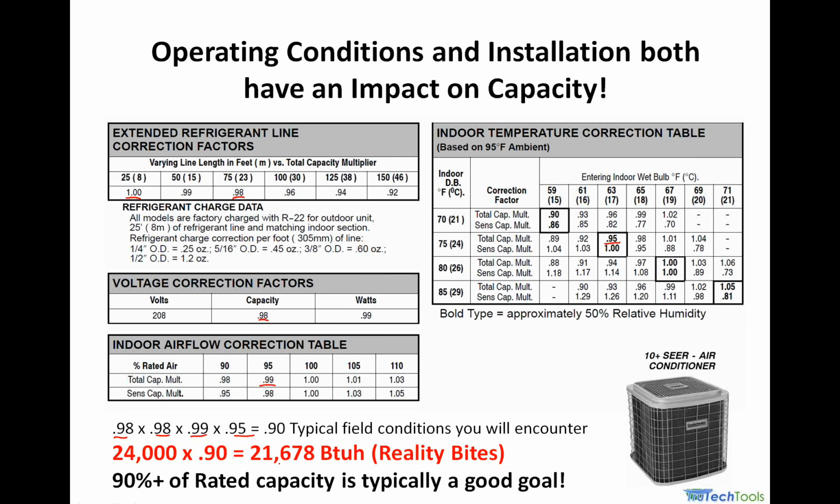If you have low airflow, you've got low capacity. If you've got low voltage, you're going to have lower capacity. If you've got a long line set, there's energy that's being absorbed by that line set that you have to reject at the condenser. You're going to have a decrease in capacity. So installation, we have to make sure that we take these things into account when we look at the equipment.